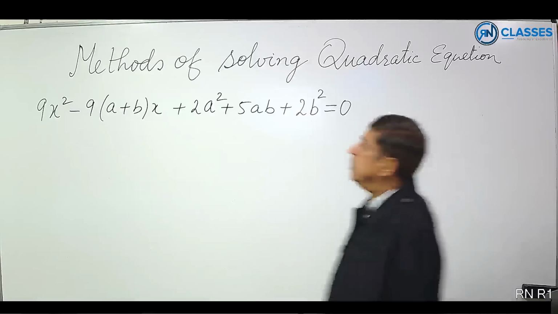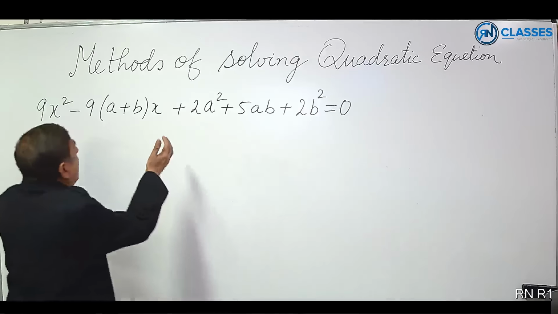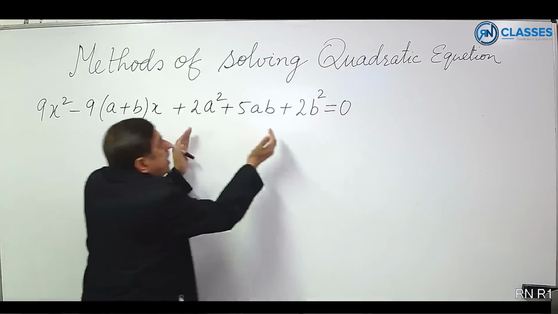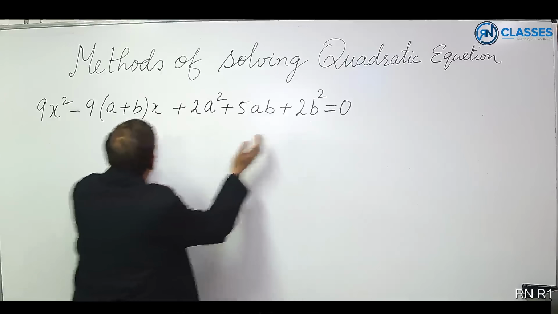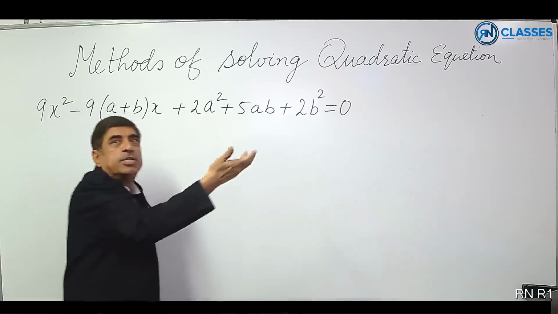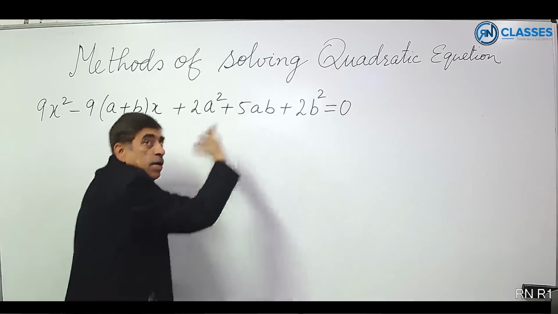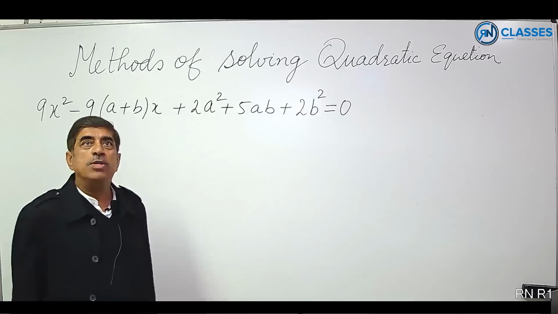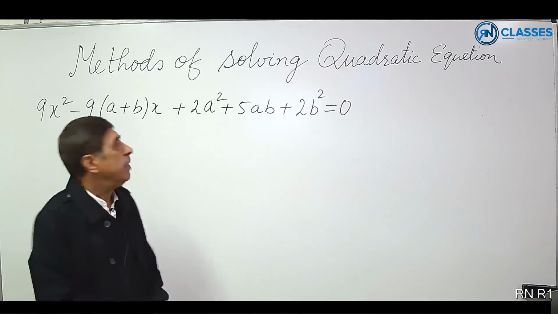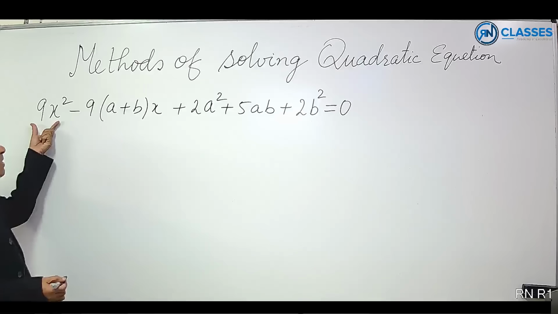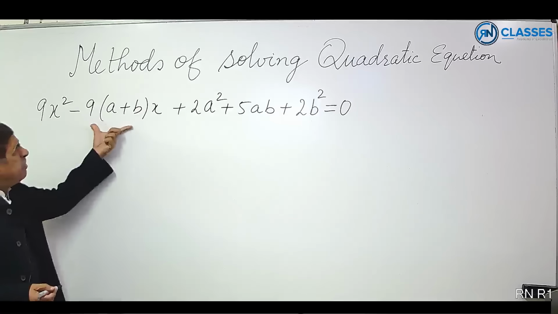What will I try to do? I will try to factorize the left hand side of this equation into two linear factors. If I am able to factorize it into two linear factors, then I can easily solve it: either the first is 0 or the second is 0. Let's apply it on this quadratic equation. If you look at it, it's 9x square. This is the term containing x.